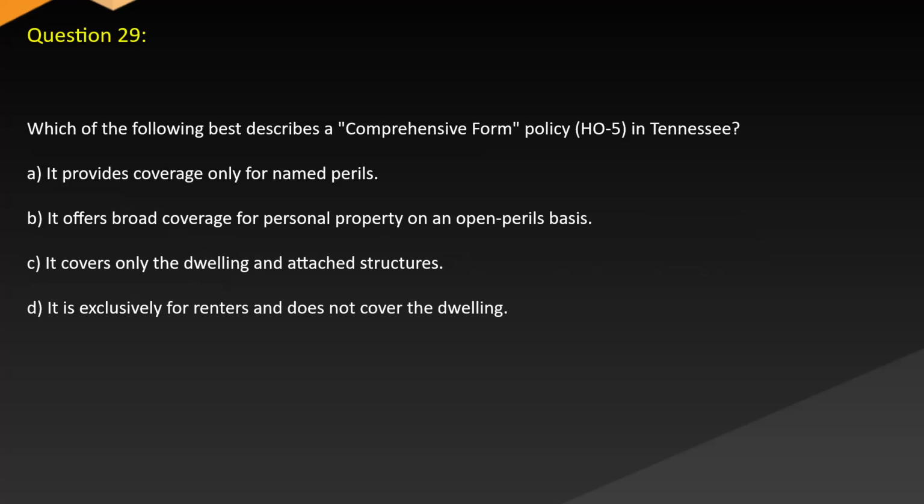Question 29. Which of the following best describes a comprehensive form policy, HO5, in Tennessee? A. It provides coverage only for named perils. B. It offers broad coverage for personal property on an open perils basis. C. It covers only the dwelling and attached structures. D. It is exclusively for renters and does not cover the dwelling.